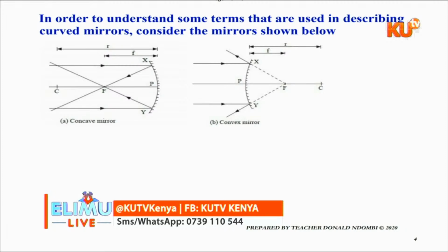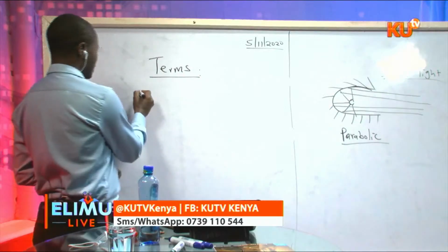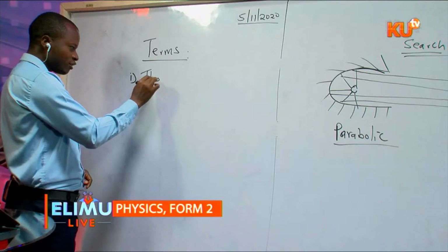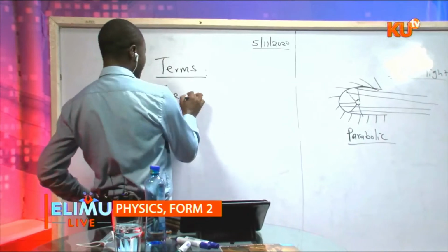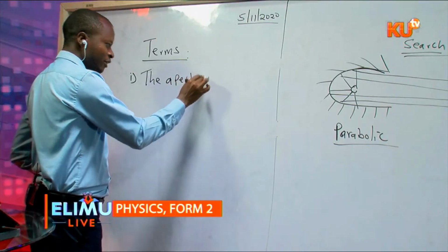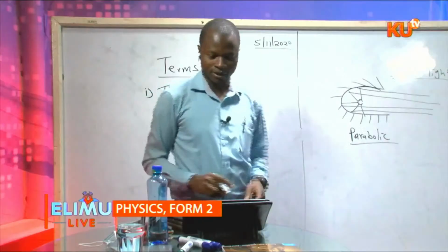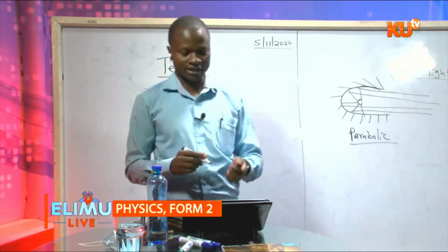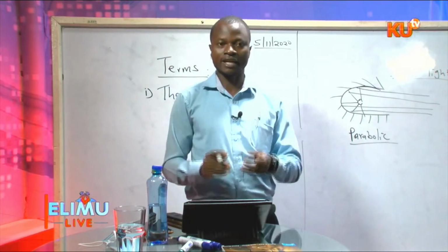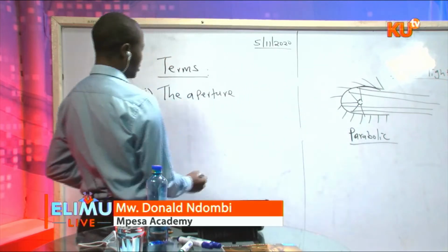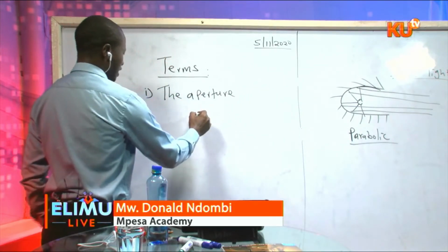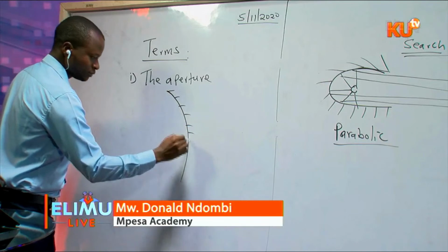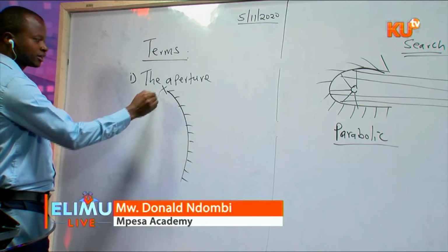Now these key terms, the first one is called aperture, or aperture, depending on how you want to pronounce it. That depends on you. Me, I'll say aperture. So what is the aperture? Looking at those diagrams, it is the diameter of the reflecting area. What do we mean by diameter? If I'm talking about the first type of mirror, this one, the diameter of this mirror will be the distance from X to Y.